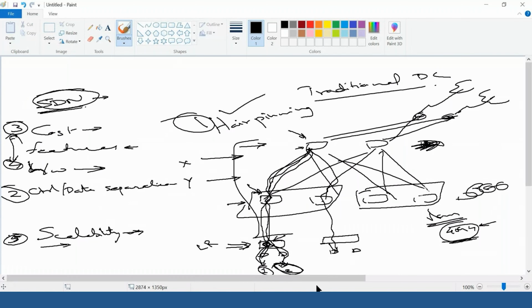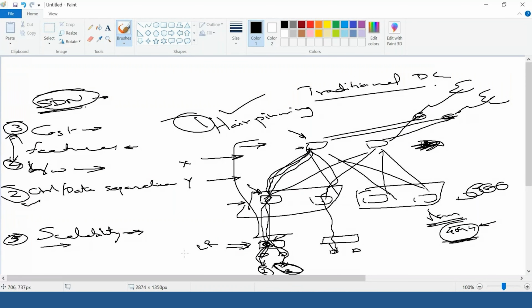So routing will always happen at the hypervisor level, so the hairpinning problem is over. Now coming to the control plane and data plane.